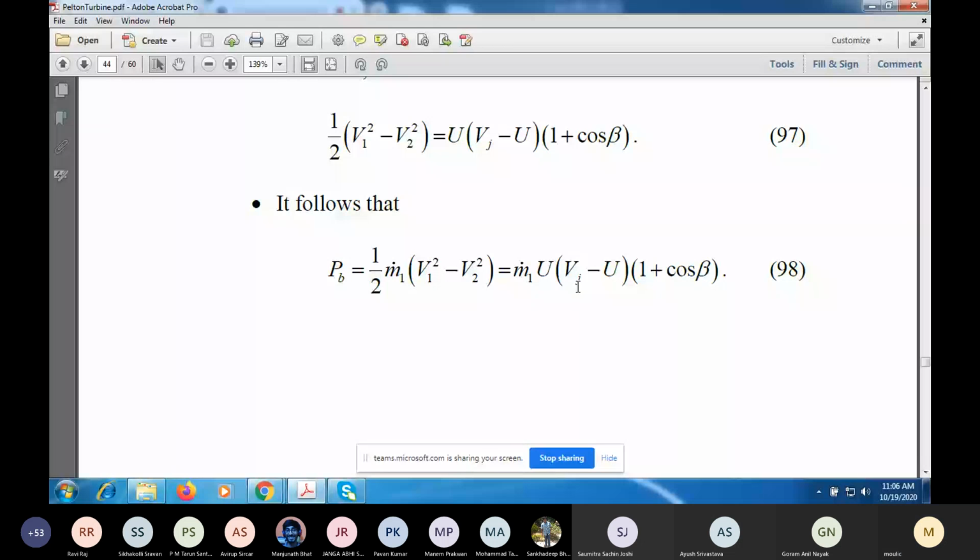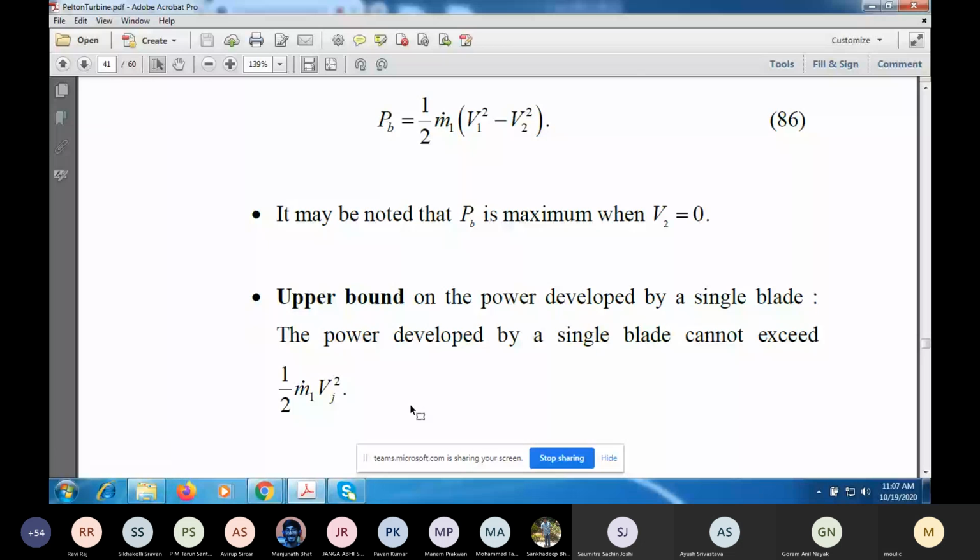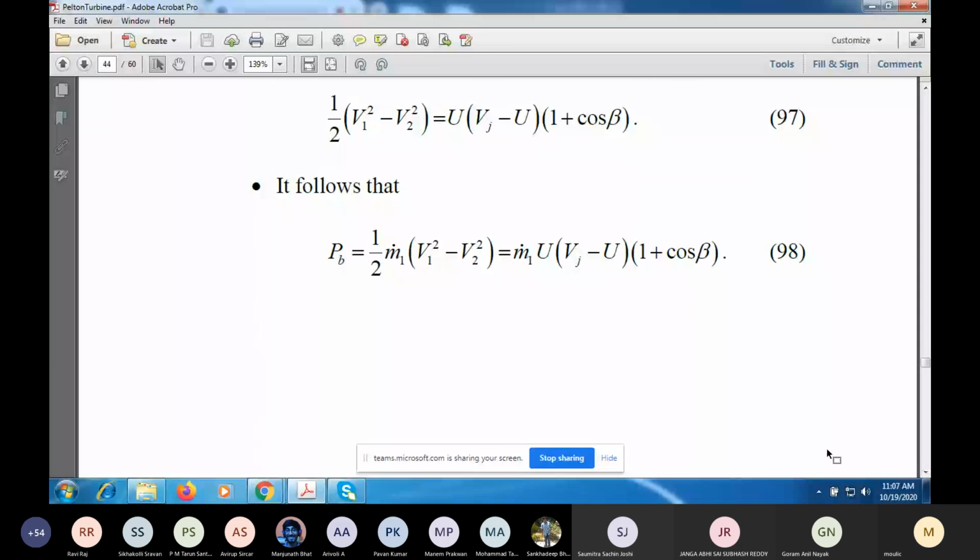So you see that you will be able to get this estimate, theoretically of course, half m1 dot vj square, under these conditions when the blade angle is 0 and the peripheral speed of the wheel is vj by 2. But as we have said before, we cannot in practice have beta equal to 0 because the water which is deflected backwards will then interfere with the incoming jet. But it should be close to 0 to make the efficiency as large as possible.